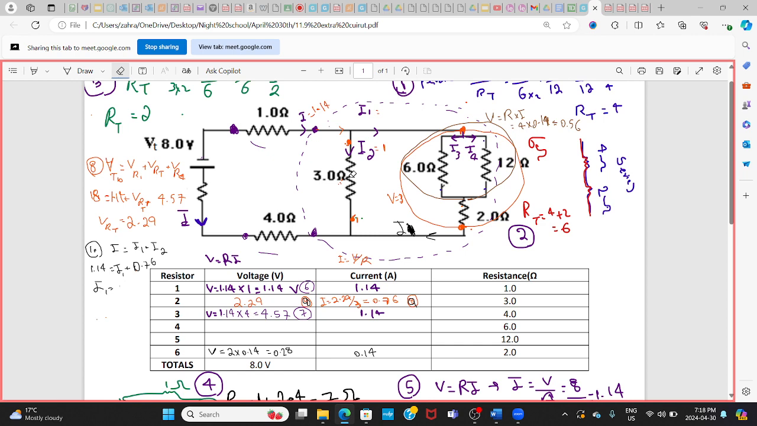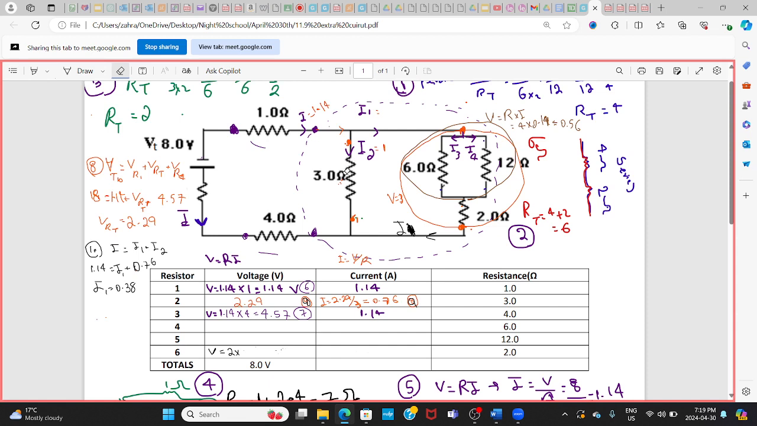So 1.14 minus 0.76 is 0.38. So this I here is 0.38. I'm going to change that there because I was wrong. The I passing through I2, we got it, right?